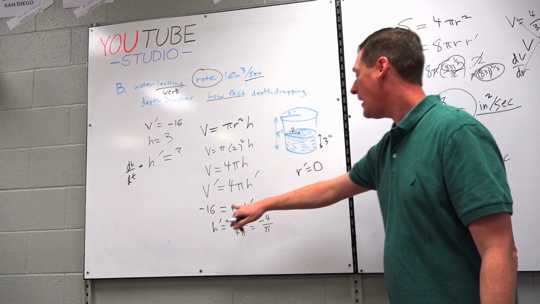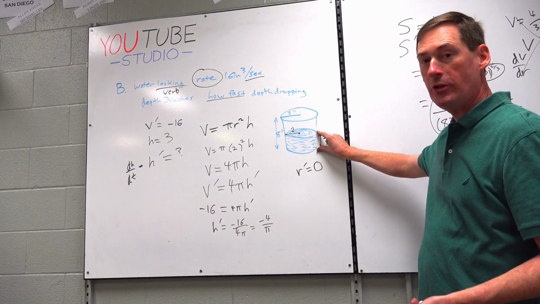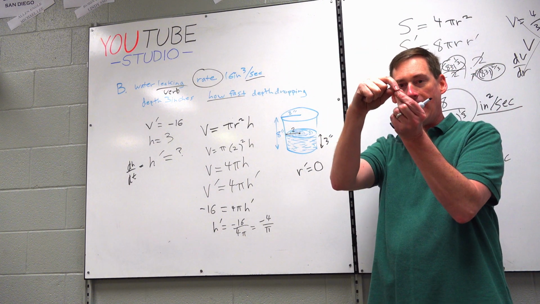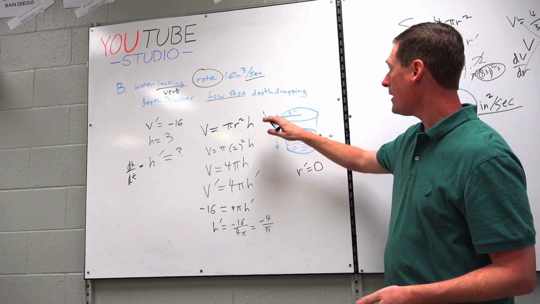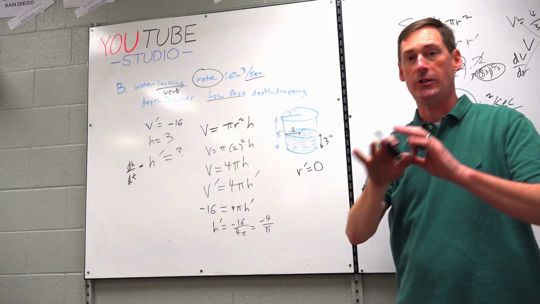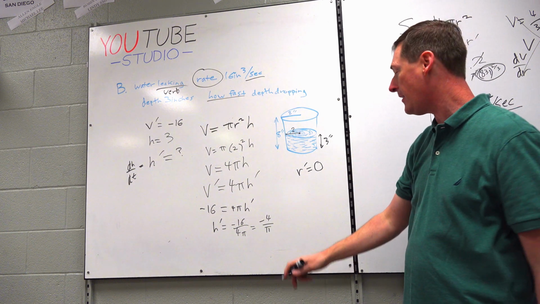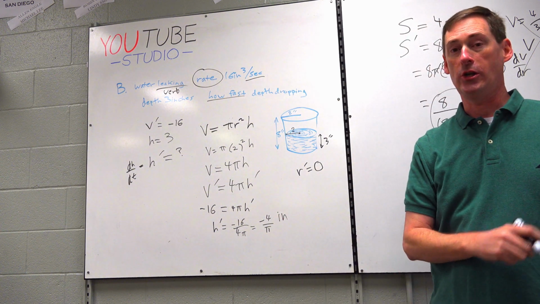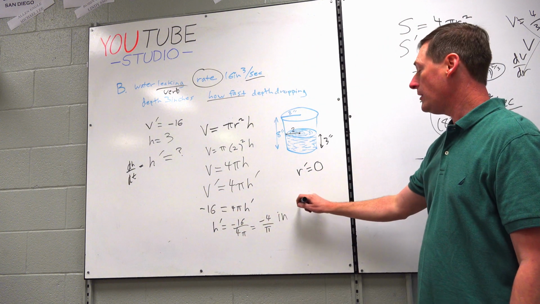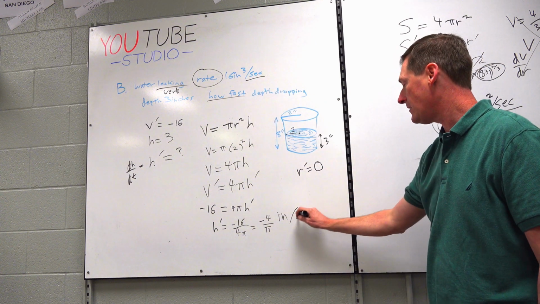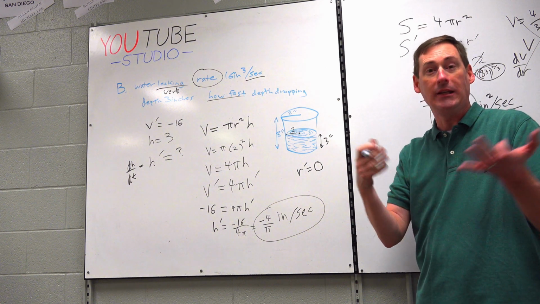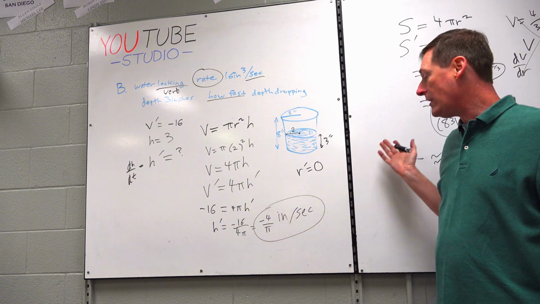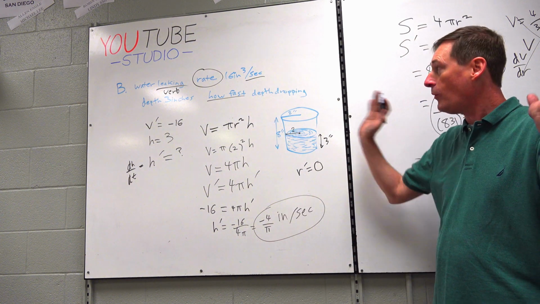Well, isn't height one-dimensional? It's just a string. It has a height, but it has no thickness. So one-dimensional. So we're talking not cubic inches, not square inches, which would be the surface area, but just inches. But it's a prime, so it's per second. And of course, an engineer could do negative 4 divided by pi and get a more accurate decimal. We just leave it like that and walk away. All right, we did it.